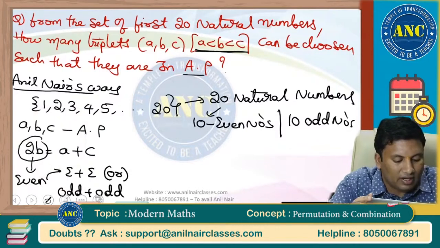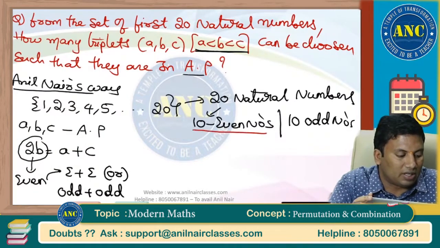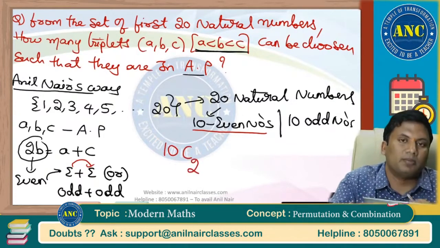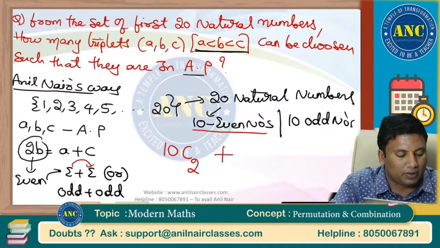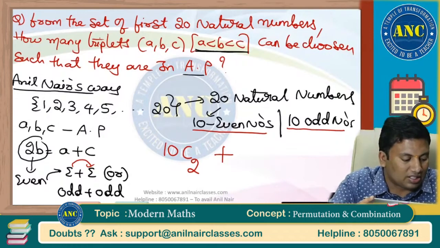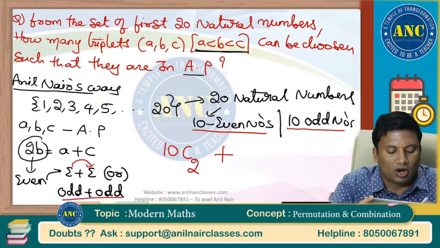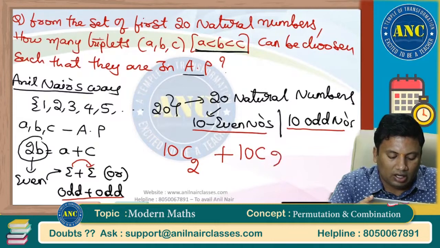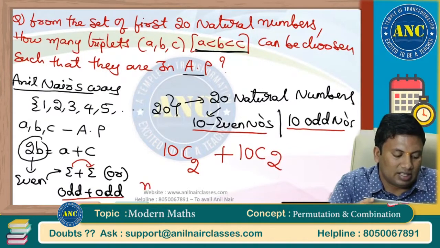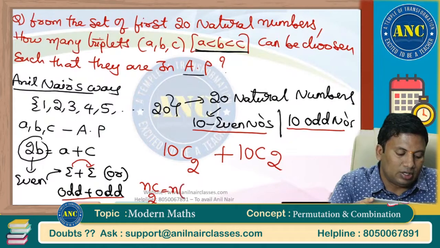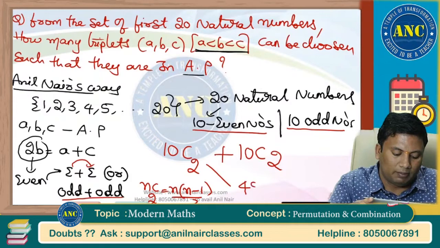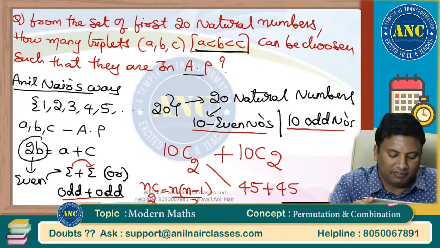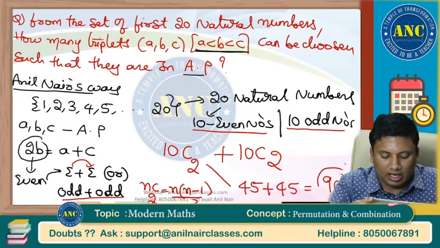Out of 10 even numbers, select any 2 even numbers. Out of 10 even numbers, selecting any 2 is 10C2. OR is nothing but plus. Out of 10 odd numbers, again selecting any 2 odd numbers. nC2 is nothing but n into n minus 1 by 2. So this is nothing but 10 into 9 by 2. 45 plus 45, the answer is nothing but 90.